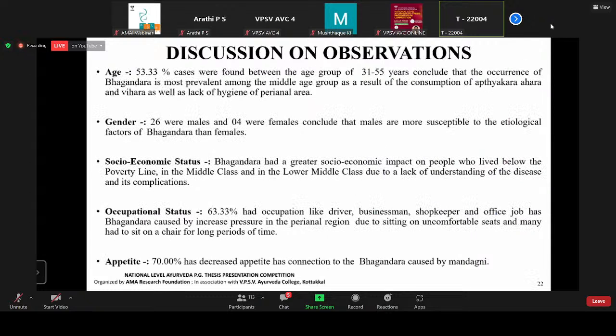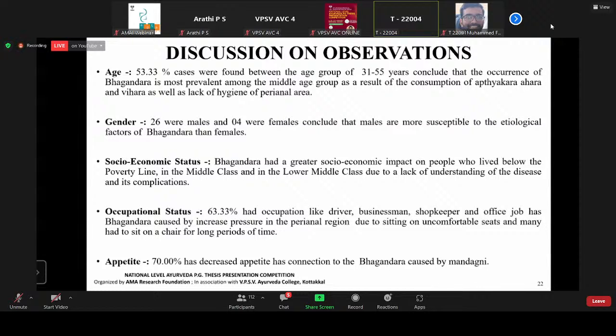Now coming to discussion of observation. 53.3% of cases were found between the age of 31 to 55 years. We conclude that the occurrence of Bhagandar is most prevalent among the middle age group as a result of consumption of apathya ahar and vihar, as well as lack of hygiene of the perianal area. Most of the patients are male, which shows that males are more susceptible to etiological factors of Bhagandar than females.